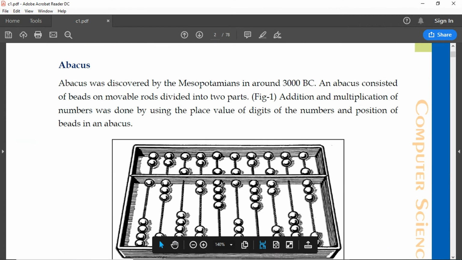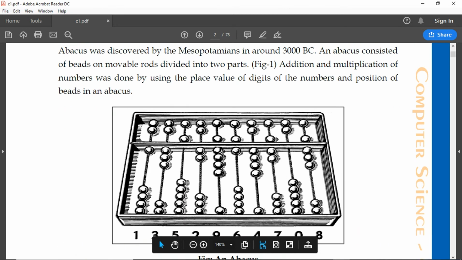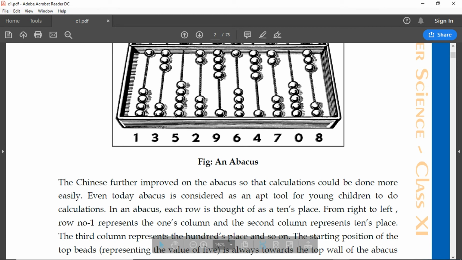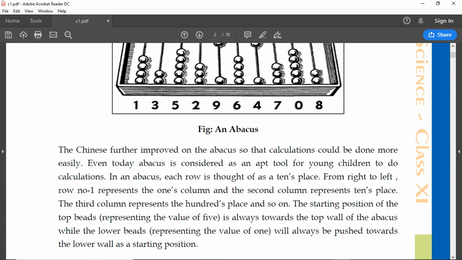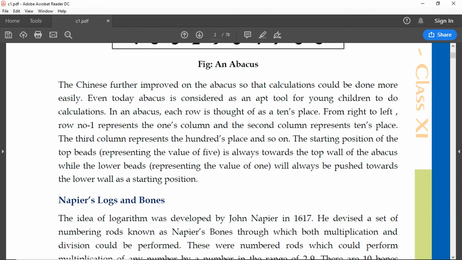Abacus. Abacus was discovered by the Mesopotamians in around 3000 BC. An abacus consisted of beads on movable rods divided into two parts (Fig. 1). Addition and multiplication of numbers was done by using the place value of digits of the numbers and position of beads in an abacus. Fig. An abacus. The Chinese further improved on the abacus so that calculations could be done more easily. Even today abacus is considered as an apt tool for young children to do calculations.